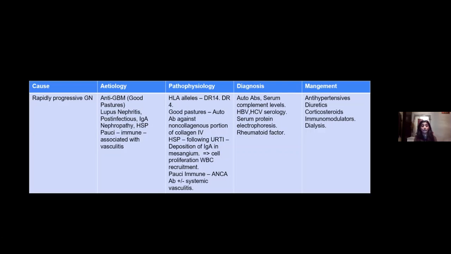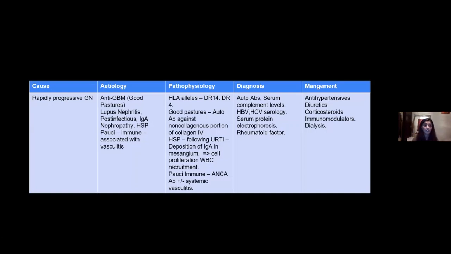This usually occurs in children. So this is a type of vasculitis that occurs after an ongoing infection. They come out in a palpable purpuric rash, and they also have symptoms of nephritic syndrome as well.